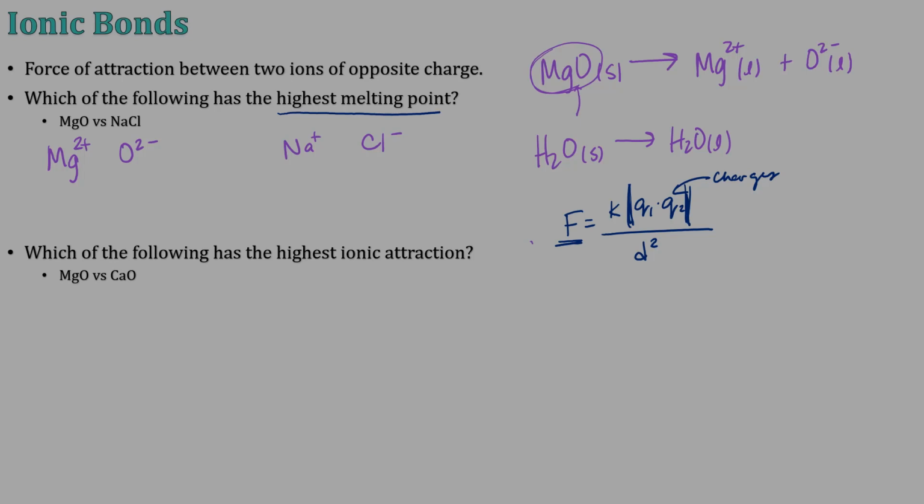So those are the charges of the ions. And so since magnesium oxide has a +2 and a -2, it is actually going to have a higher melting point as compared to sodium chloride with only a +1 and a -1.